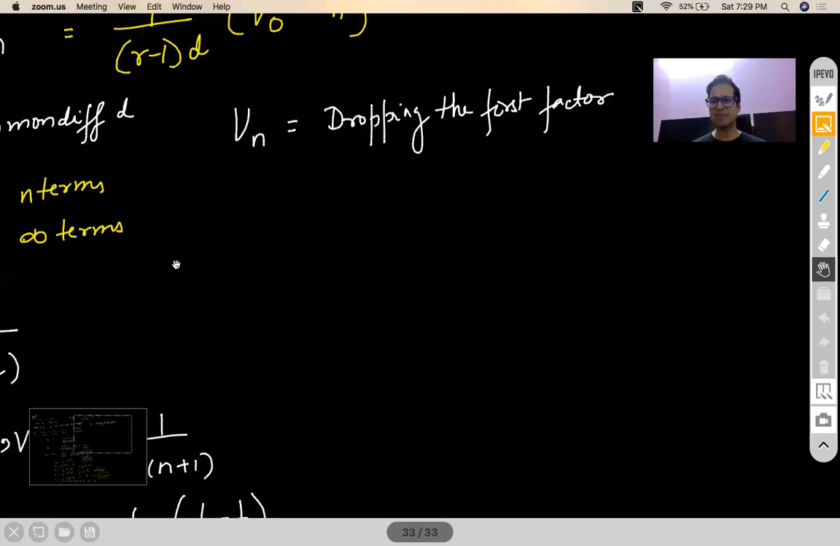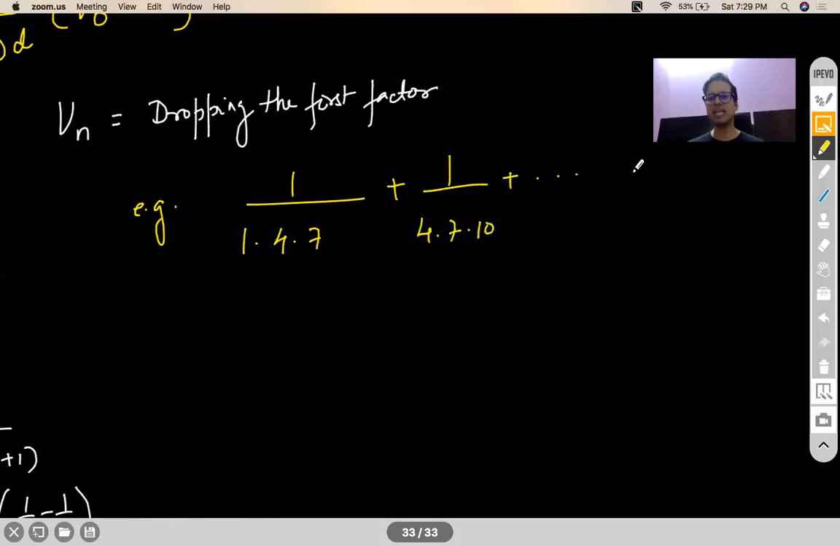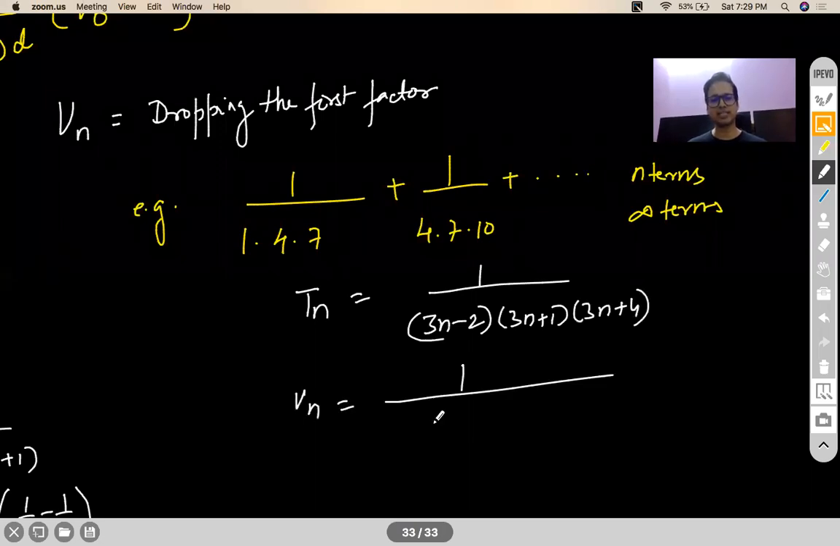Okay. Let me give you another example so that you can understand the concept. Let's say I want to sum up 1 by 1 into 4 into 7, plus 1 by 4 into 7 into 10, and so on till n terms and also till infinite terms. Okay. So first write down your nth term. Nth term will be 1 by 3n minus 2, 3n plus 1, 3n plus 4. So your Vn is obtained by dropping the first guy. Okay. And then you can directly write your answer.